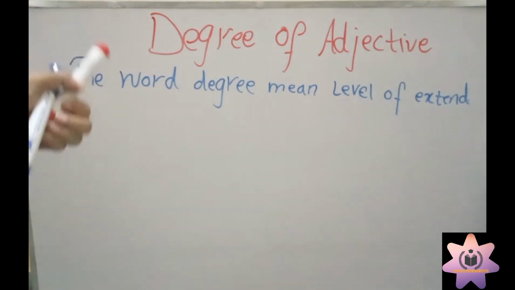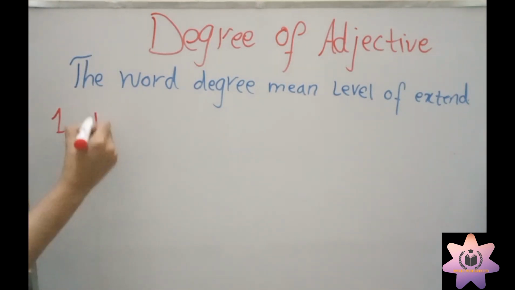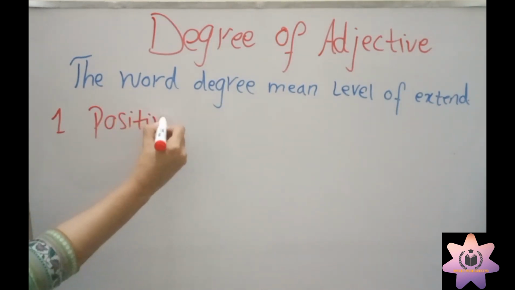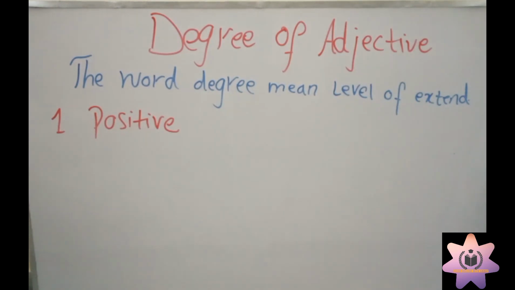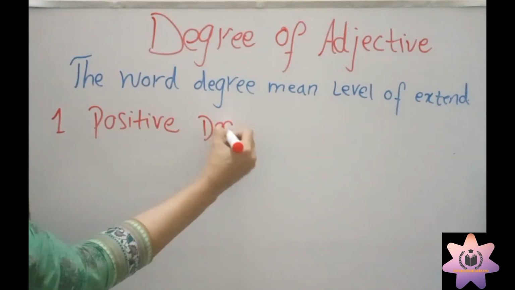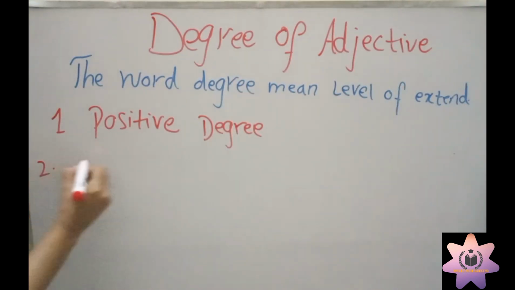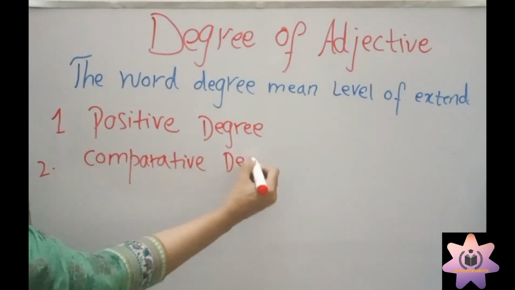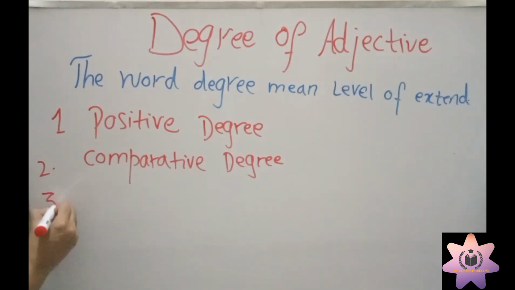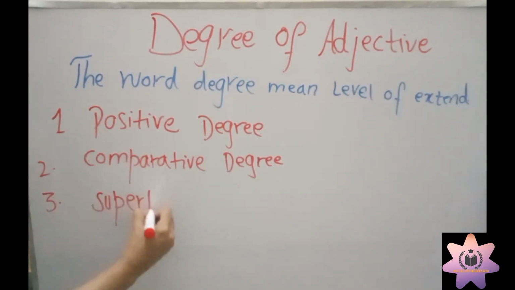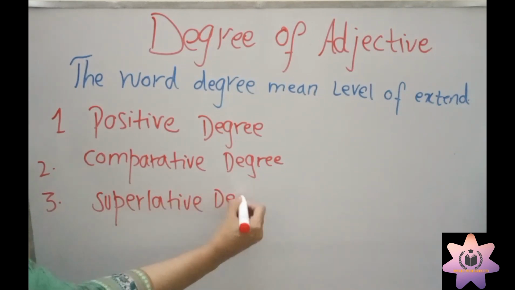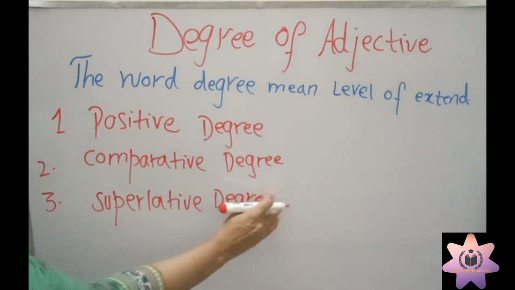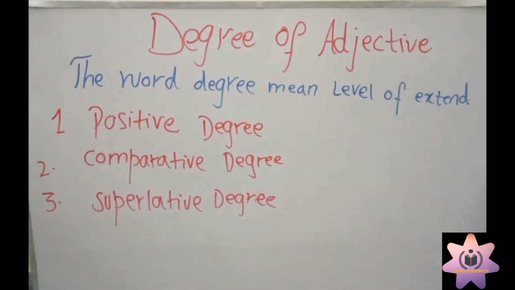Now here I am going to write: positive degree, comparative degree, and third, superlative degree. Basically there are three types of degrees of adjective: positive degree, comparative degree, superlative degree.